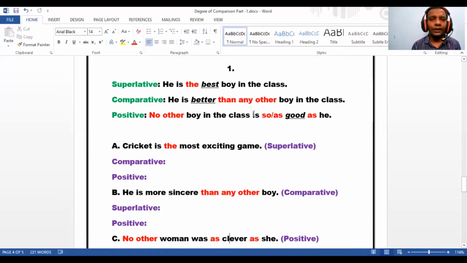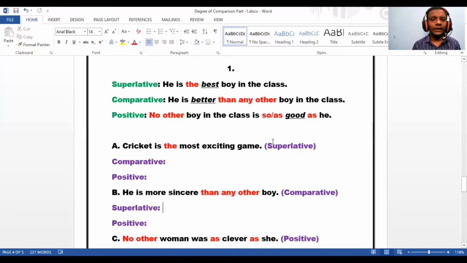And where is the verb? The verb is, so we have to use is. And the positive form of best and better, that means good, has to be written between as and as, and at last we have to write the subject. So these are the rules of degree of comparison. But here we can see the inductive way of teaching grammar. So you can do exercise number 8.